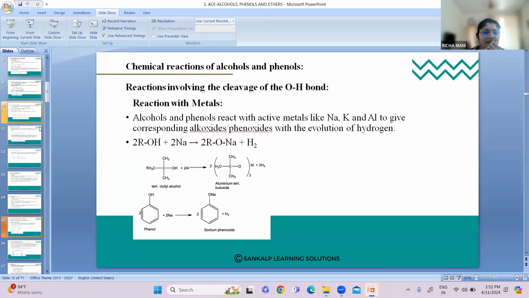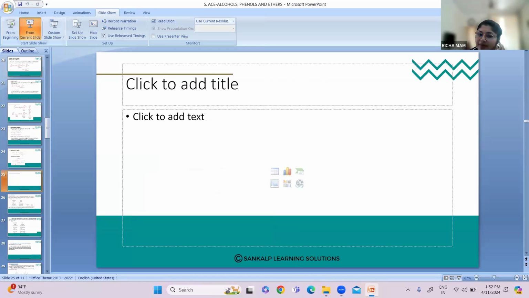Next we are going to discuss the physical properties of alcohols. We have completed the physical properties, so now let us discuss the chemical properties of alcohols. The two main physical properties are boiling point and solubility.